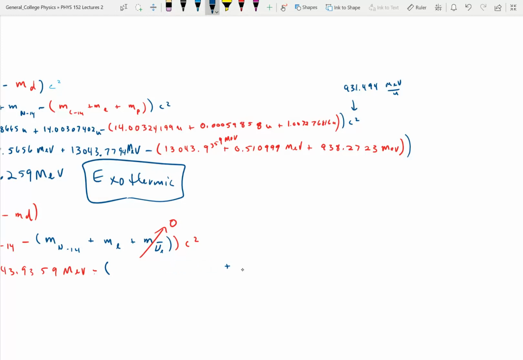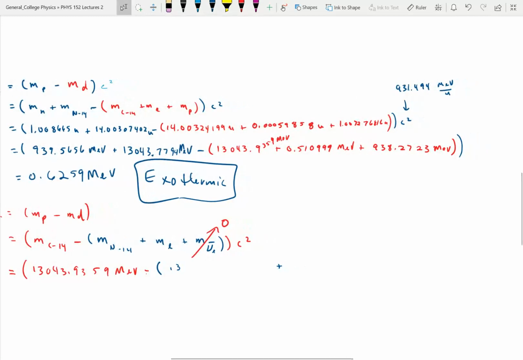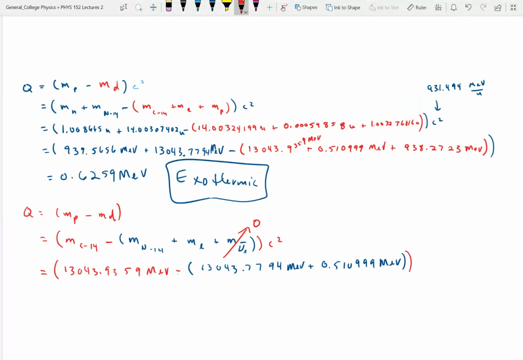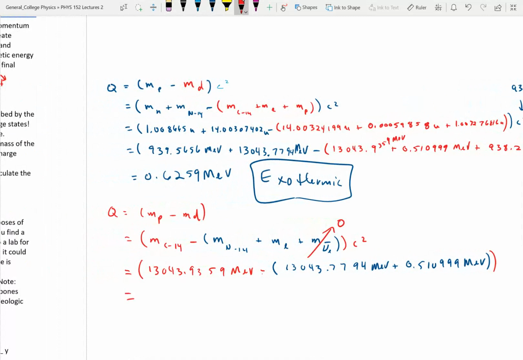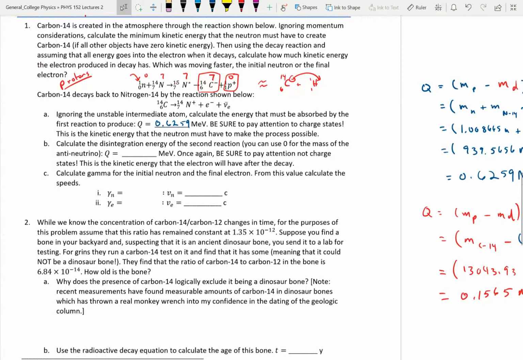Should have been the mass of the nitrogen-14, 13,043.7794 MeV, and then 0.510999 MeV for the electron. And I've already multiplied by the c squared, so I don't write that again. And so doing that calculation, I have 0.1565 MeV is released in this reaction.